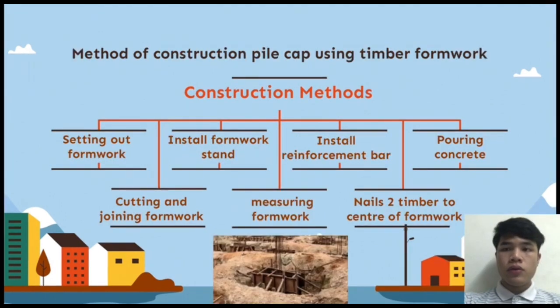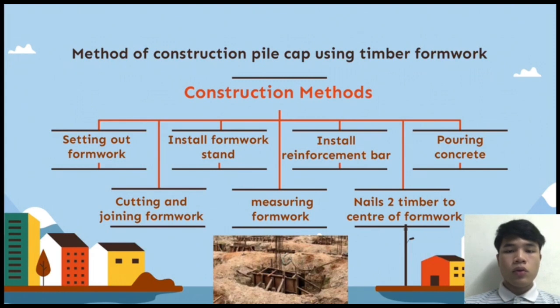Method of construction of pile cap using a timber formwork. First, setting out. Formwork size and point must follow the drawing plan. Next, cutting and joining the formwork following the size, height and shape. Next, install stand to support the formwork from collapse.